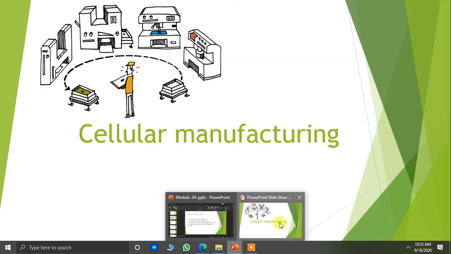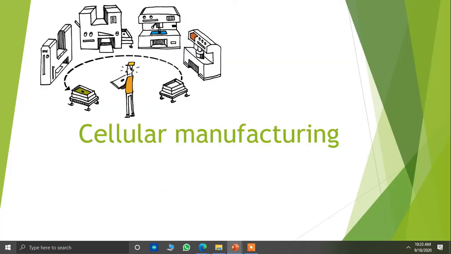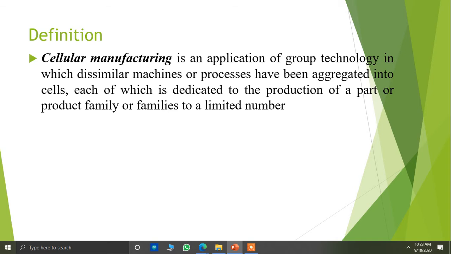Okay. So cellular manufacturing is a combination of machines that are put together in one particular place to perform sequential operations. Let us have a definition of this. Cellular manufacturing is an application of group technology in which dissimilar machines or processes have been aggregated into cells, each one dedicated to the production of a part or product family, or a limited number of families.